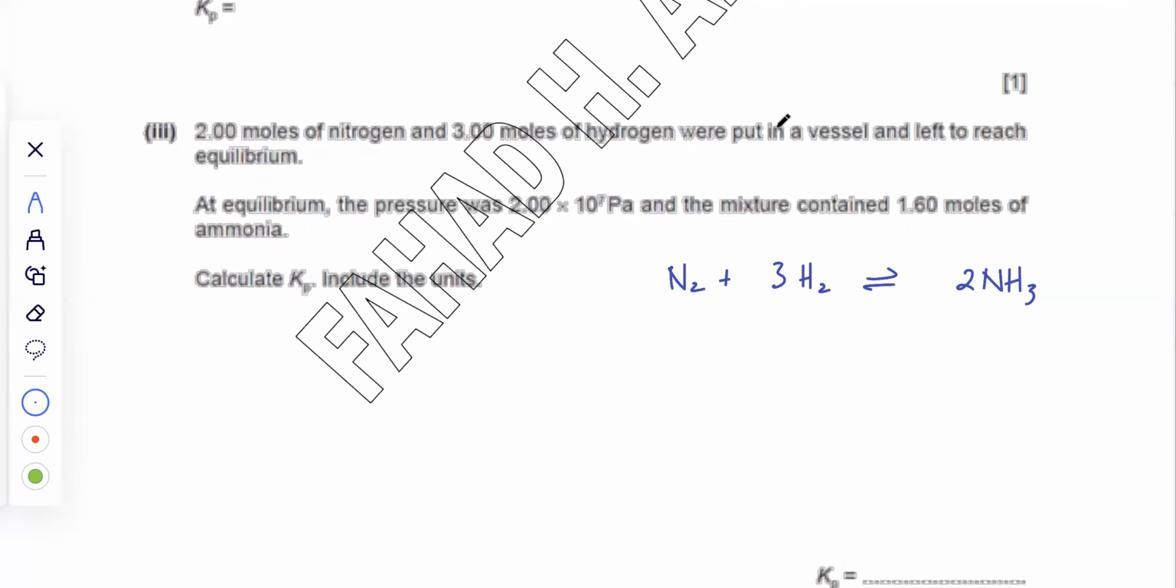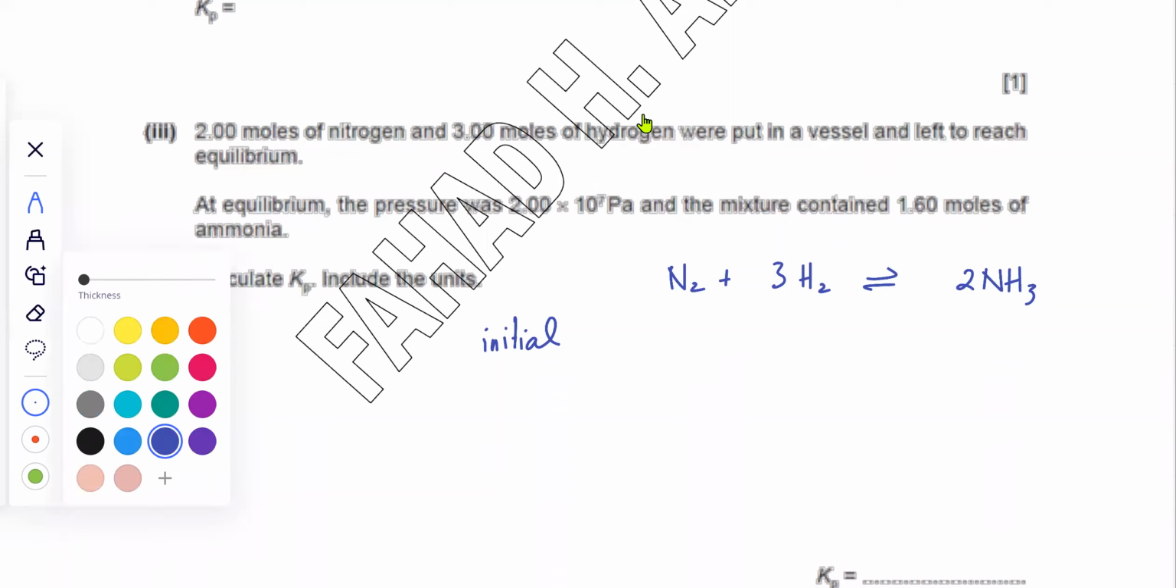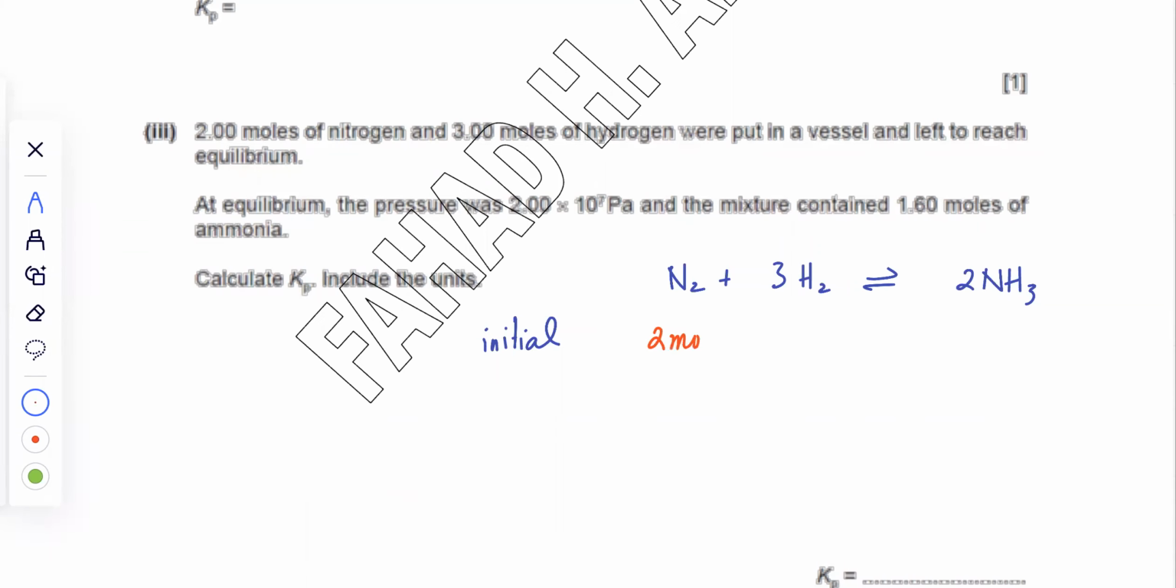We're going to find the initial moles. I mean, we already have the initial moles. The initial moles that we have are that he added 2 moles of nitrogen and 3 moles of H2. Those are your initial moles. They were just put in a vessel and left to reach equilibrium. So there is initially no NH3. And then you had your reaction, and eventually it's going to reach equilibrium. So forward and backward reactions are taking place.